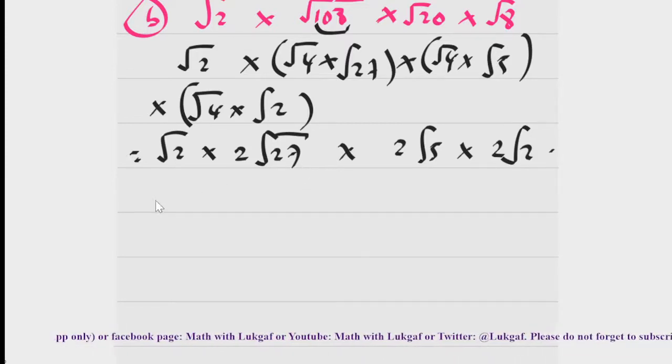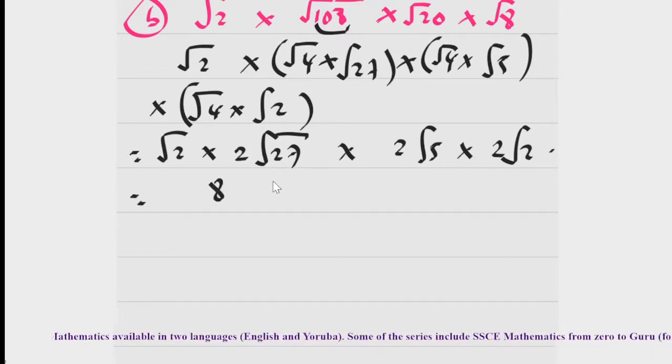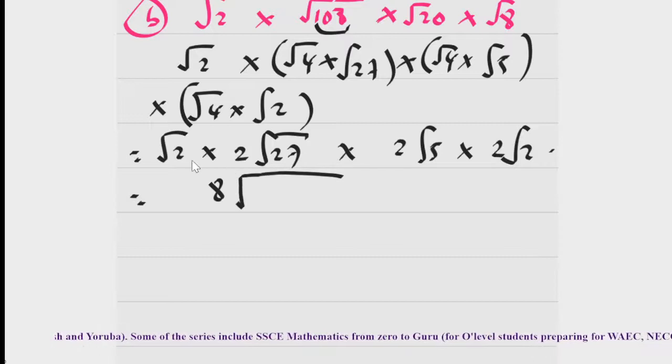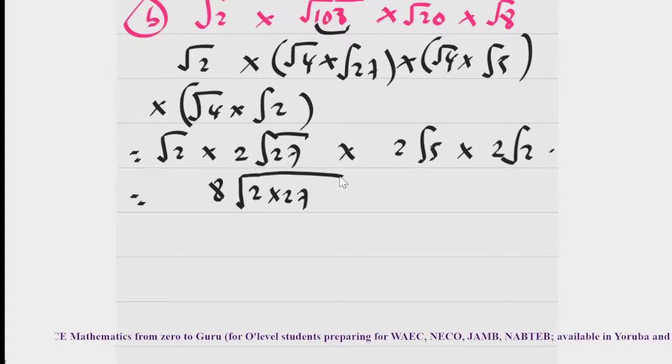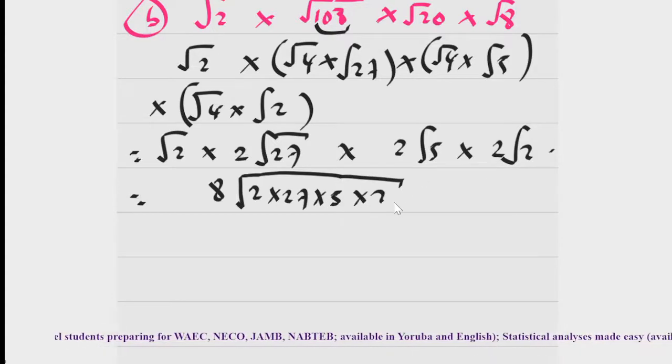But before you do that, let us combine them together. If you want to group, radical with radical, numbers with numbers, then combining these numbers, 1 times 2 is 2, times 2 is 4, times 2 is 8. Then you are going to have 8. Now what of those inside the radical? That's going to give you 2 times 27 times 5 times 2.